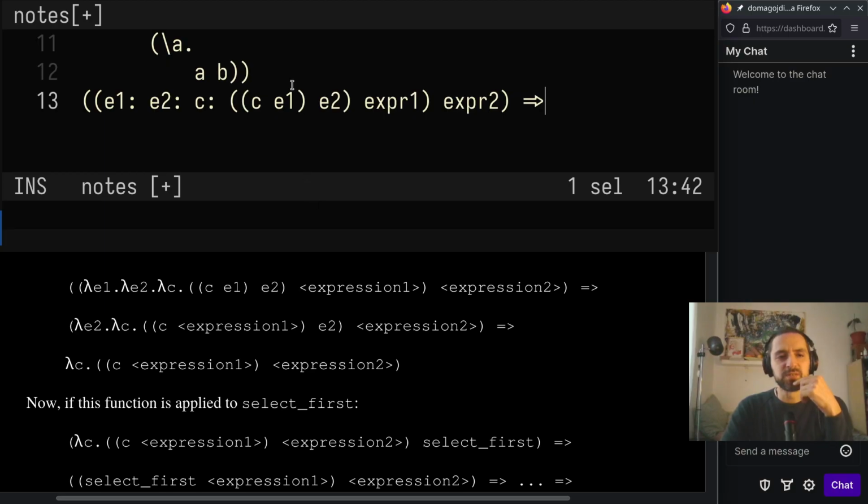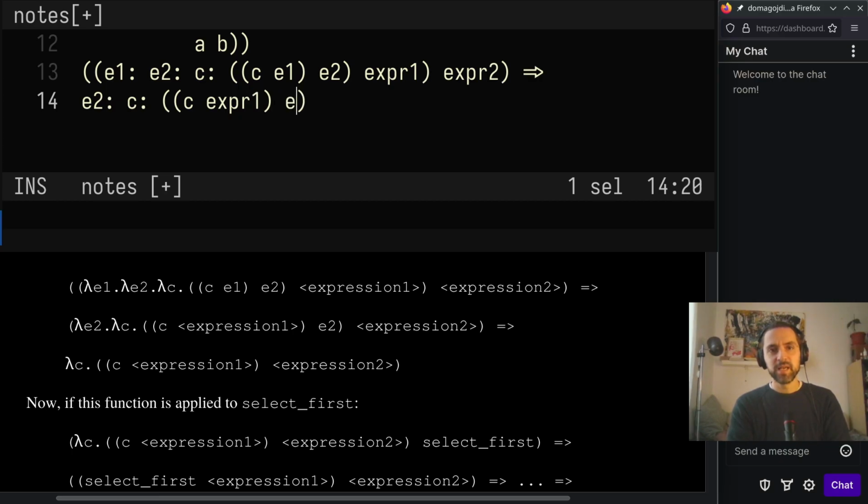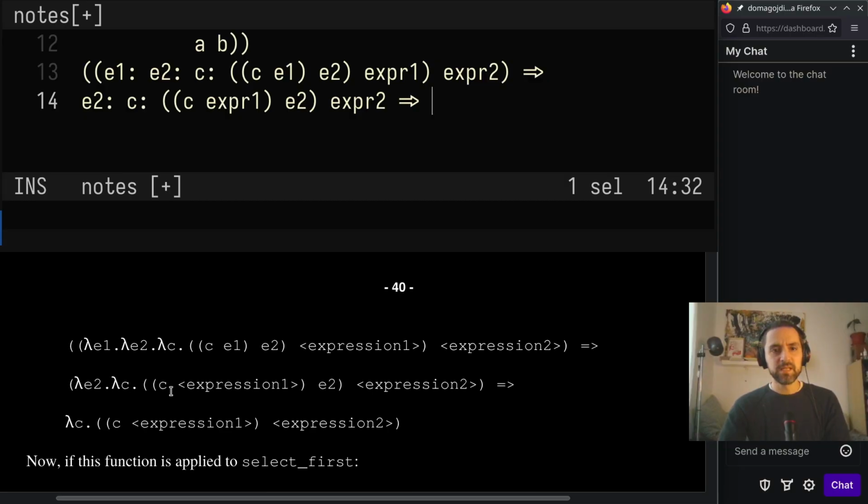Now we do substitutions. Expression 1 will go inside this head and we remove E1, so then we have E2, then a C. We have an E1 in the body, so we substitute expression 1 there, and then we have an E2, and we supply the value, so we just write expression 2 now. So C applied to expression 1, E2, expression 2. That's the same thing.